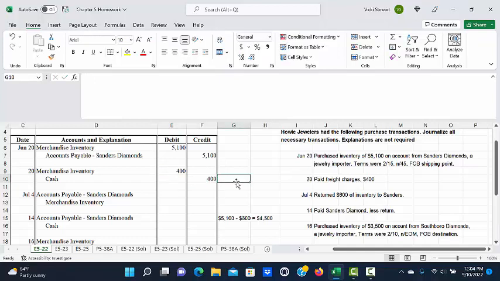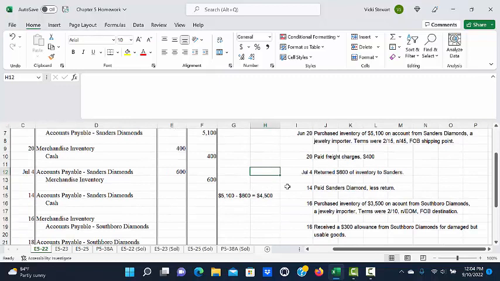On July 4th, we returned $600 of inventory to Sanders. So to record this transaction, we would debit accounts payable, Sanders Diamonds, for $600 and we would credit merchandise inventory for the same amount. And then on July the 14th, we paid Sanders Diamonds less the return, so we did not make the discount period, the 15 days.